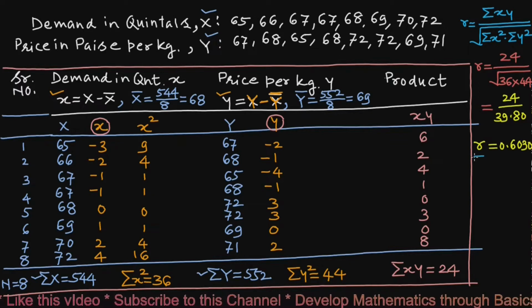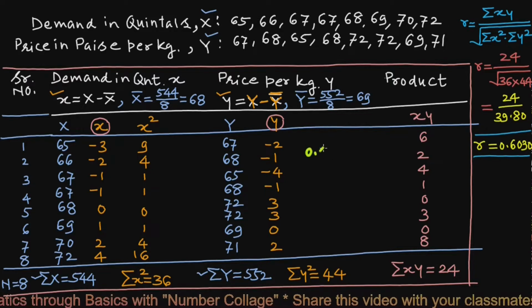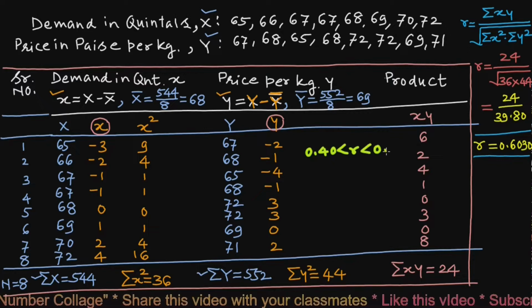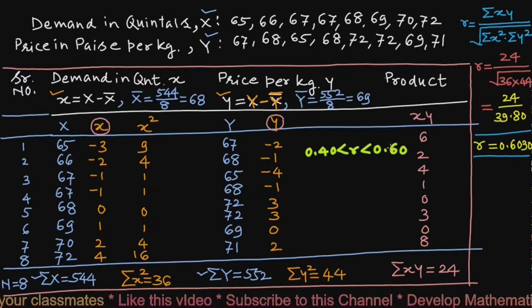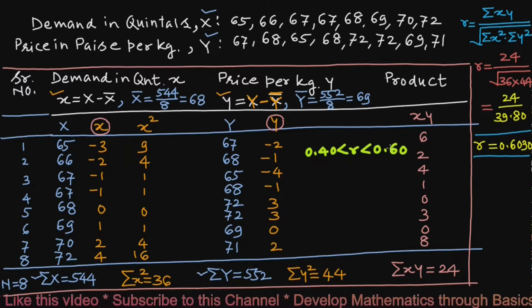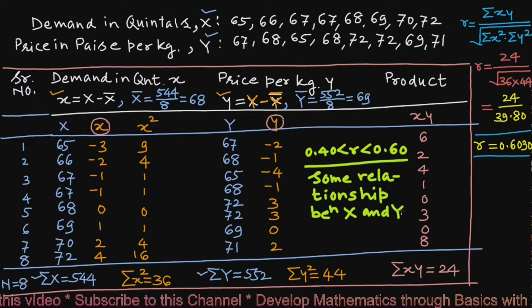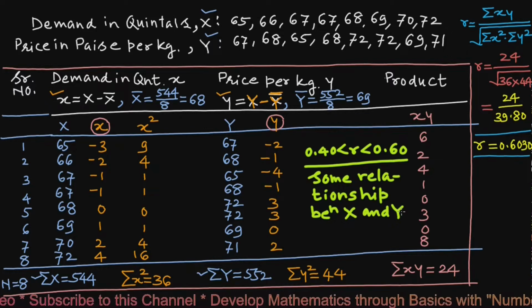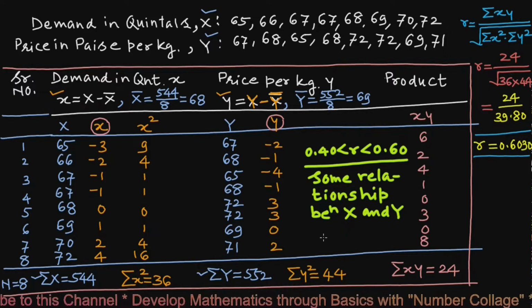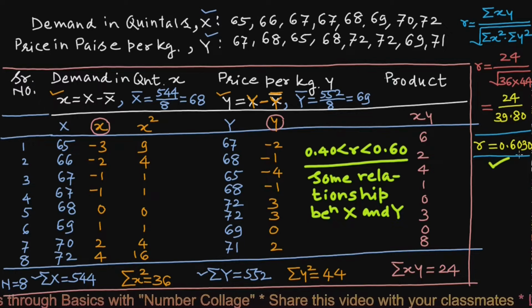Now let us interpret this value. If the value of r lies between 0.40 and 0.60, then it means there may be some relationship between x and y, but the value of one variable calculated from a known value of the other variable cannot be reliable. So this is the inference that we can draw from this value of r here.